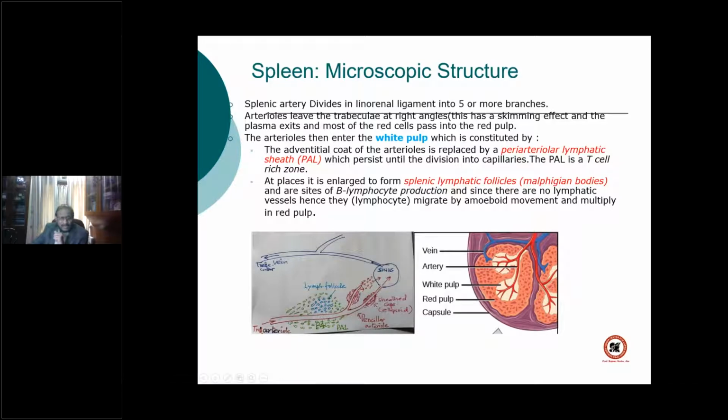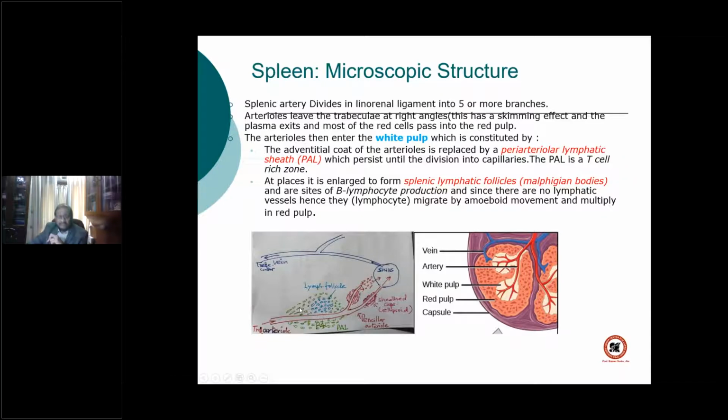Now, when the splenic artery is entering, see, this is the arteriole. When it enters into the spleen from the trabeculae, it gets a coat, which is known as the periarteriolar lymphatic sheath, or PALS. So it is coated by a lymphatic sheath. Now, this lymphatic sheath is concentrated at places to give rise to what are known as lymphoid follicles. So the PALS has the splenic lymphatic follicles, known as the Malpighian bodies, and the periarteriolar lymphatic sheath.